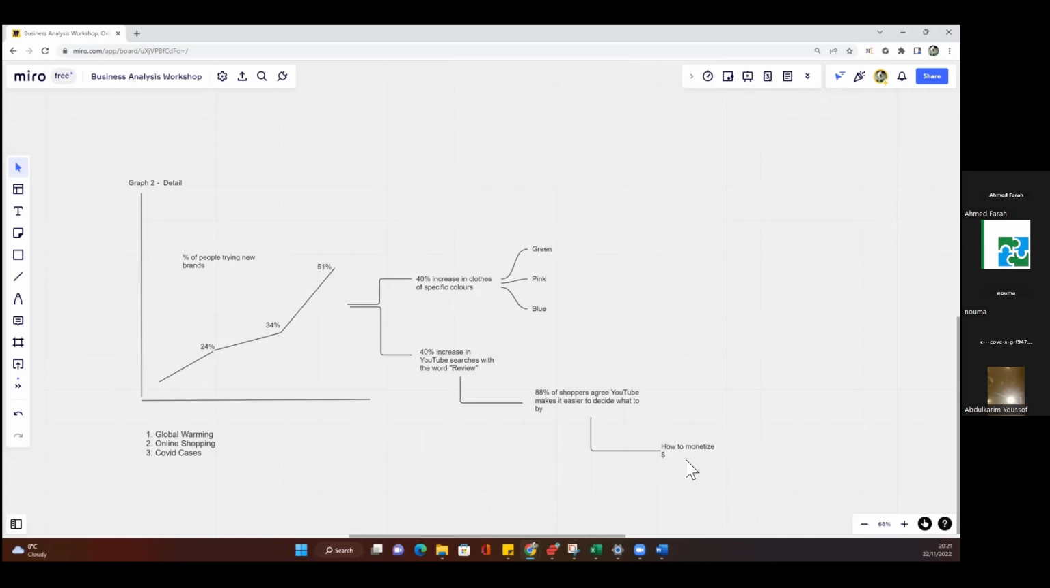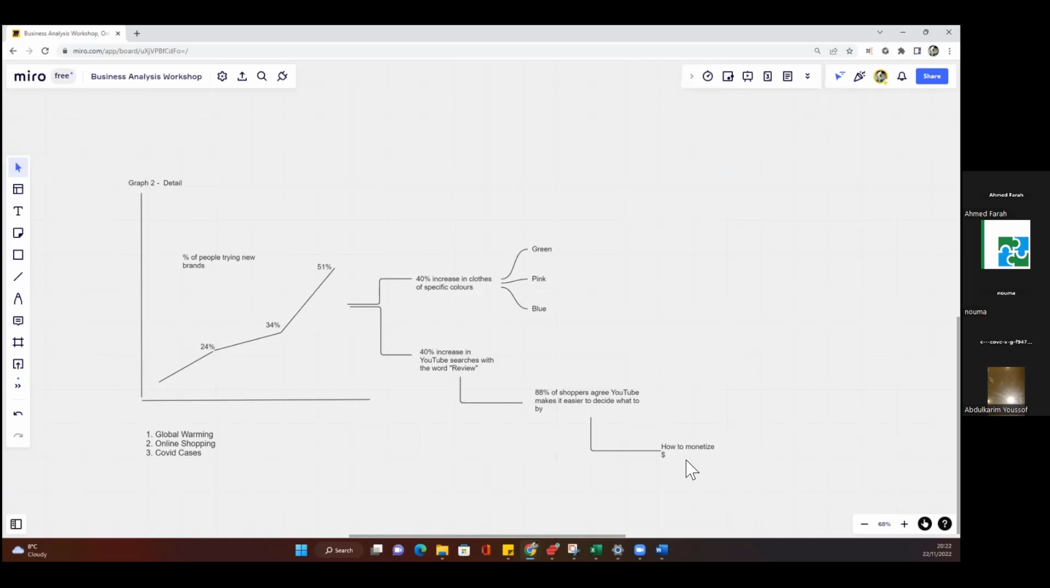How would you make money? You can pay influencers to review your products and then post them online. Yeah, that's very good.